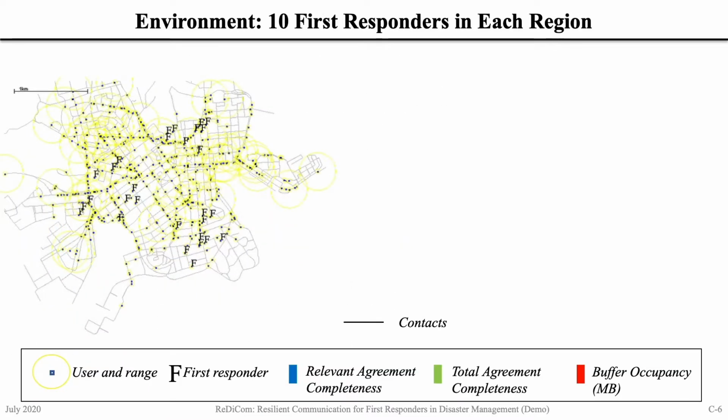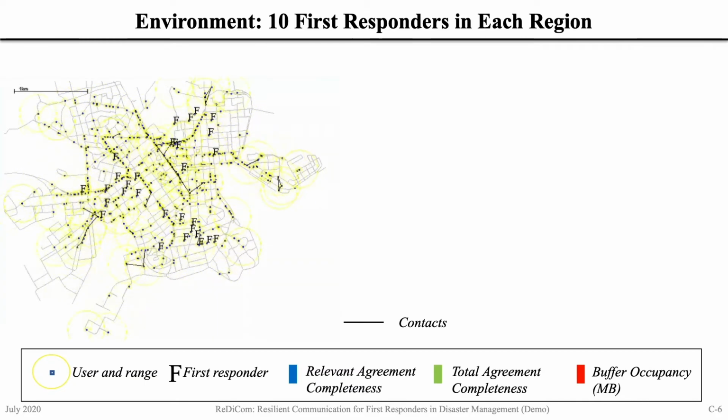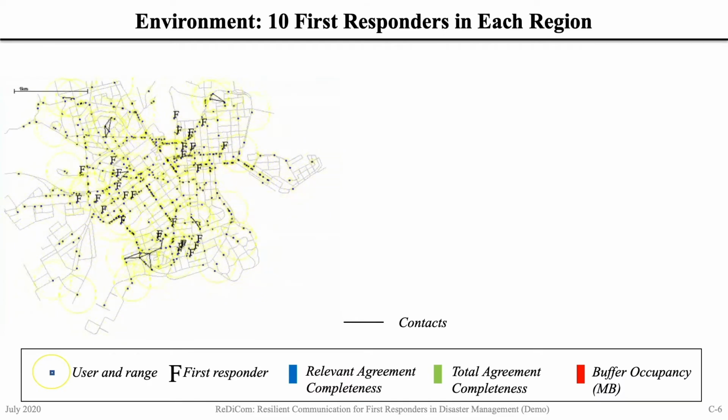The dissemination of information is done through percolation and epidemic propagation. The user nodes are dispersed randomly in the environment. We use a simulated and randomized map-based mobility pattern for our experiment. Every user has a wireless range for D2D communication, and vehicle mules have higher wireless range. The 30 first responder nodes are marked with the letter F.